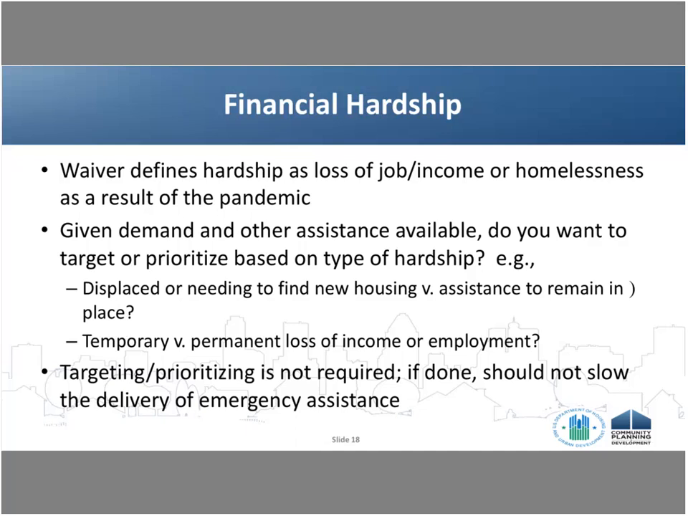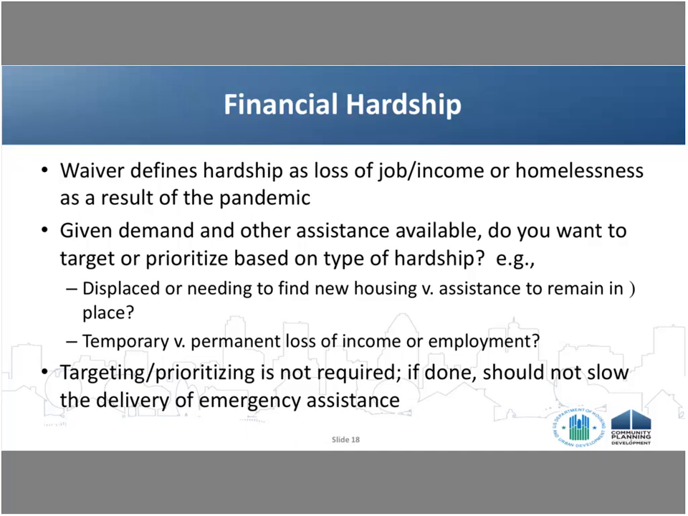In the context of thinking about the range of needs and the mix of other resources that are available, a lot of PJs have been thinking and asking about the ability to prioritize or to target their emergency programs to given segments of the need. For example, maybe exclusively to homeless households in need of new housing compared to those in need of help staying in housing, or maybe people with temporary periods of unemployment versus those who have had jobs that have disappeared permanently because their employer went out of business, for example.